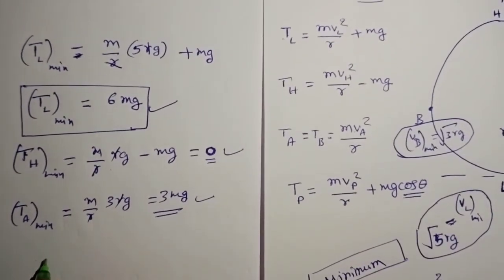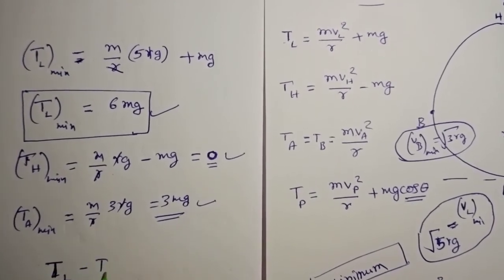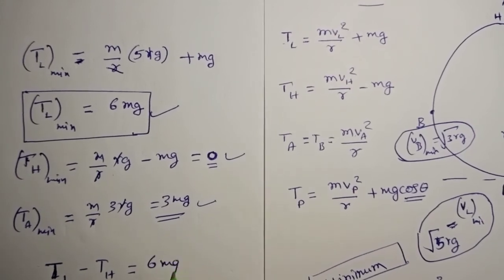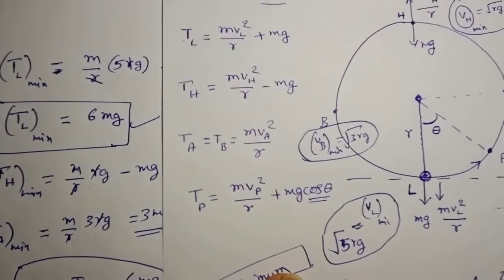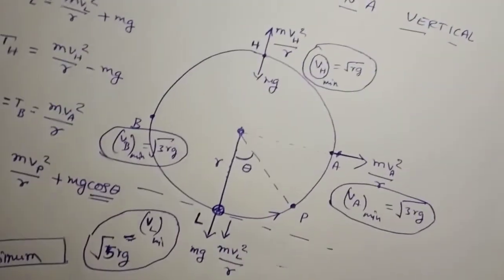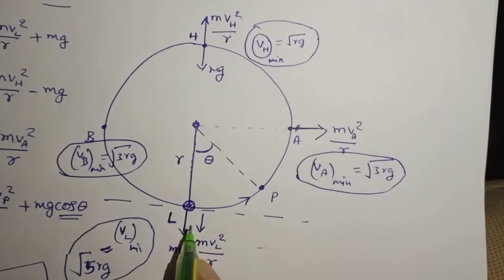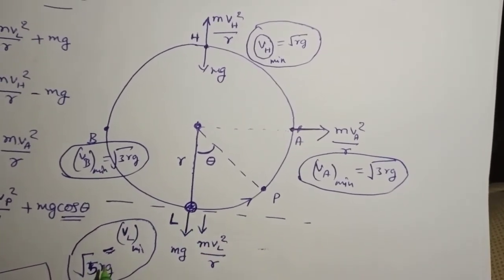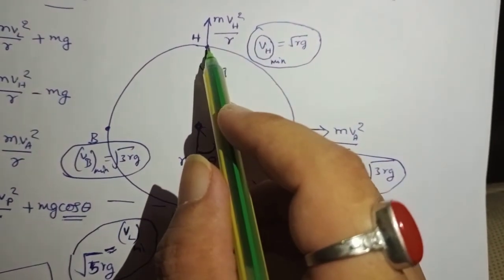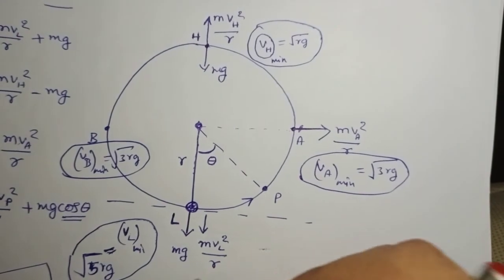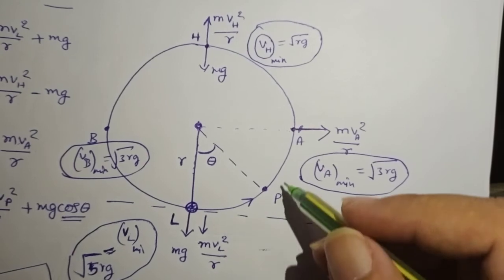Always we should remember the difference between tension at the lowest point and tension at the highest point. It should be 6mg. You can also remember these things like this. See here in the main diagram, the minimum velocity to be given at the lowest point so that the particle completes the vertical circle is square root of 5rg. At point A it is square root of 3rg. At point H it is square root of rg. So by a factor of root 2 the velocity changes.